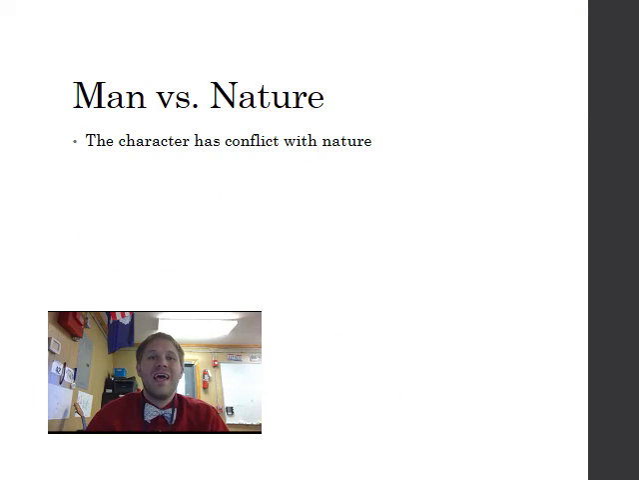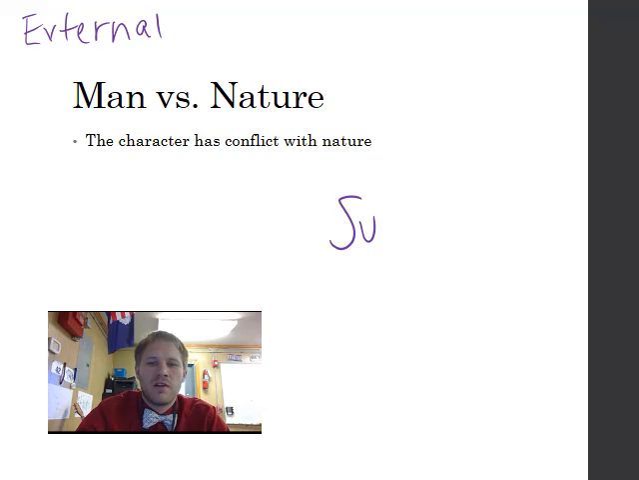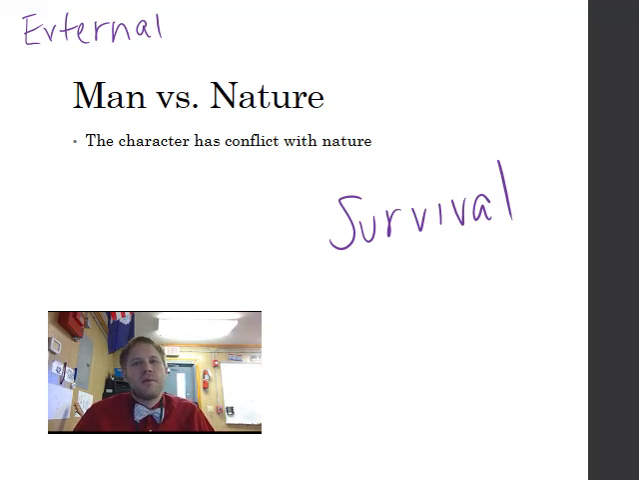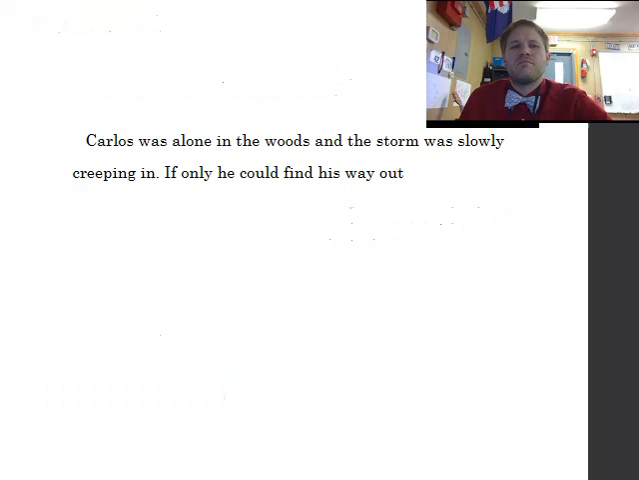The third example, and this is our last example of external conflict, is probably the easiest one: man versus nature. Man versus nature is when your main character has conflict with nature. The best way to remember man versus nature is that these are your survival stories. Someone trapped on a deserted island, someone trapped out in the middle of the woods, someone being attacked by an animal. Those are all what we consider man versus nature. You probably read some stories that way; Hatchet is a good example. So let's look at a couple of examples of man versus nature.